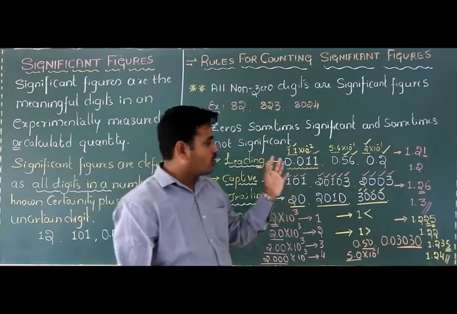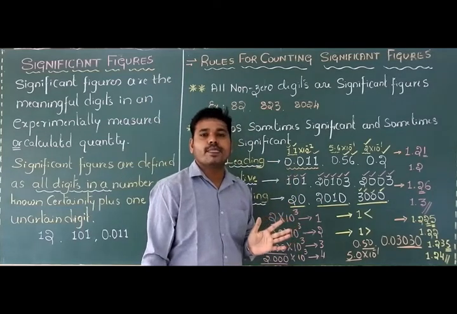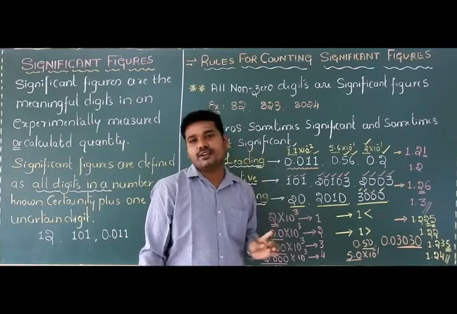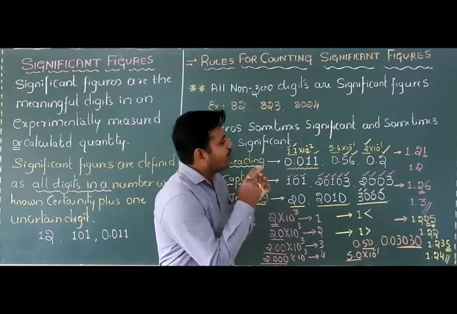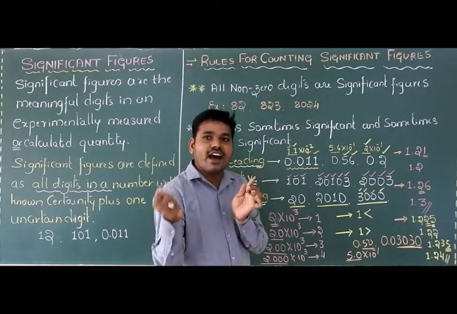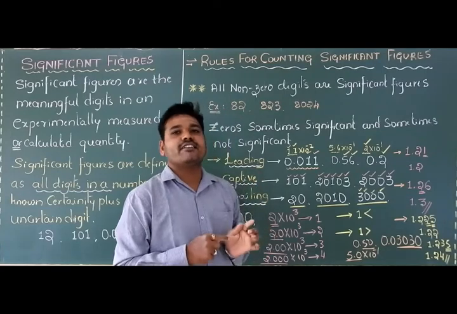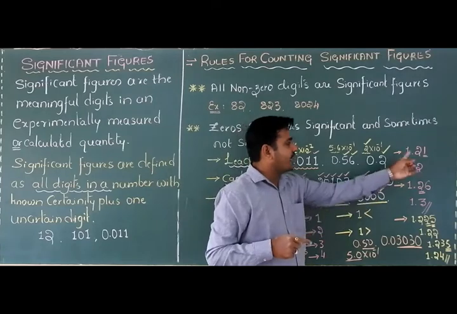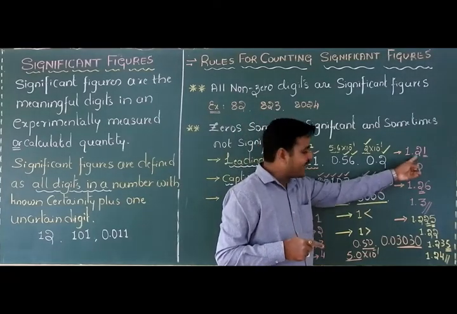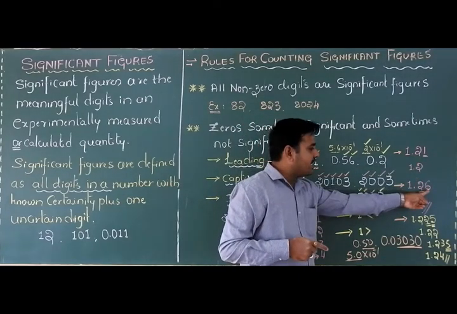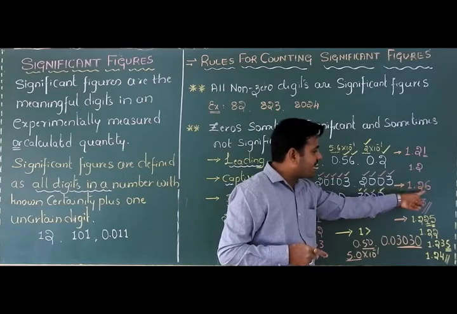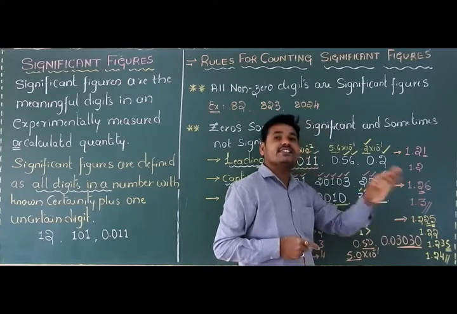Is there any doubt in rules for rounding of numbers? I repeat, the first important rule for rounding of number is if the number is less than 5, in such cases the preceding digit remains same. Second rule, if the number is greater than 5, means the preceding digit is increased by 1.